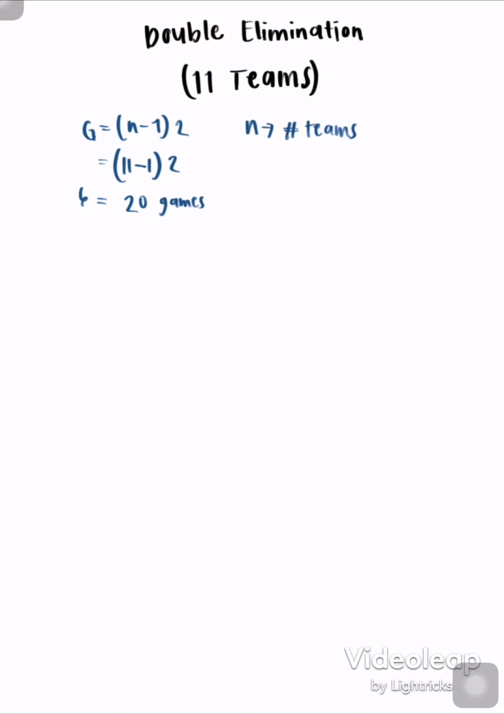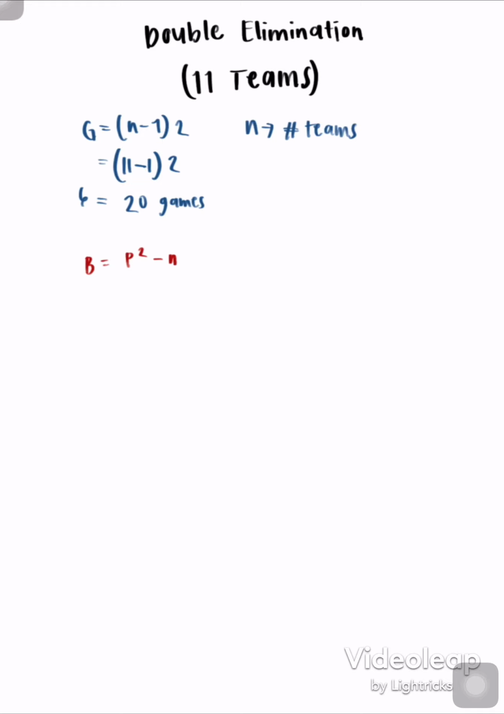So now that we have our number of games, we're going to find out our number of byes. The formula for the number of byes is p squared minus n. To solve for the byes, you subtract the number of teams from the next higher perfect power of 2 than your given number.